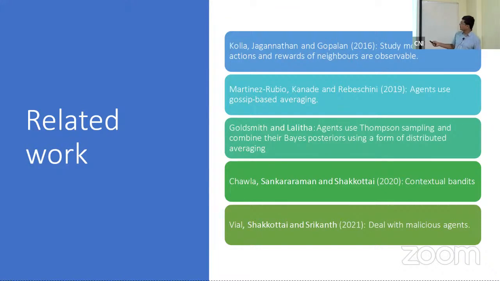Kolla, Jagannathan, and Aditya Gopal studied a quite closely related one, but this was, I think, answering Rajesh's question from earlier. Their model was different in that you not only see the actions and rewards you get, but also your neighbors'. You can't see everybody else, but you can observe the actions and rewards of your neighbors.